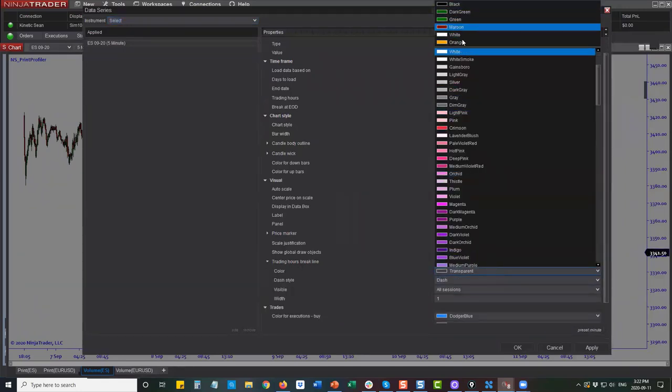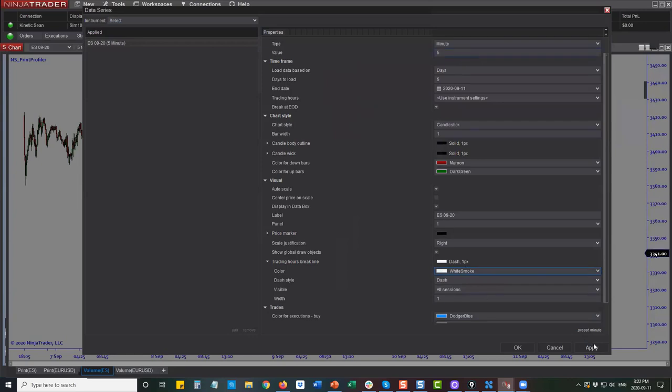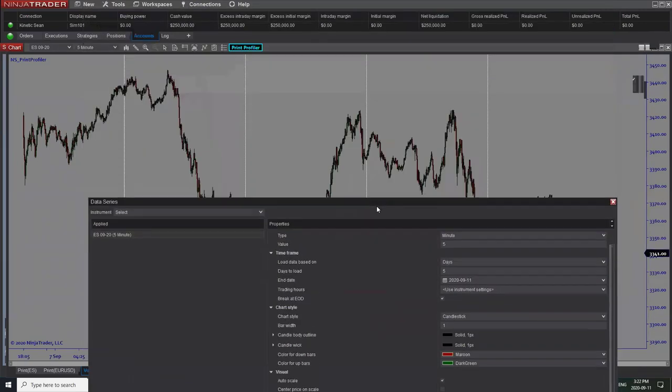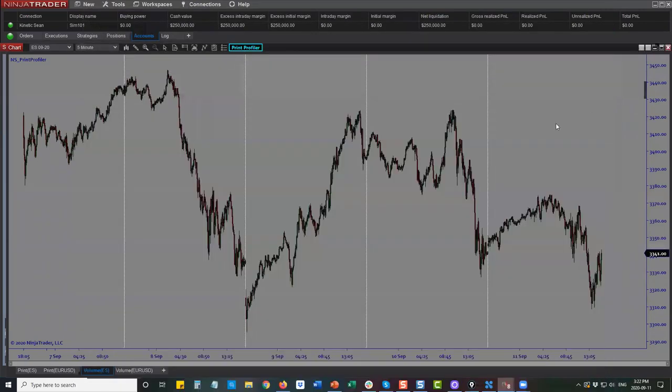If you're not using NinjaTrader, that's fine. This is designed for NinjaTrader. There are tools that can use volume, not to the extent we're going to be doing today, but there are volume tools out there. Ninja has a basic volume profile tool set inside of it as well.